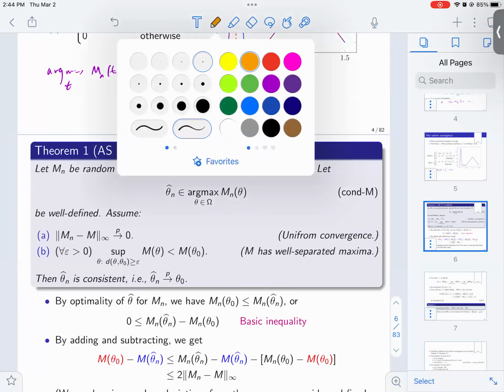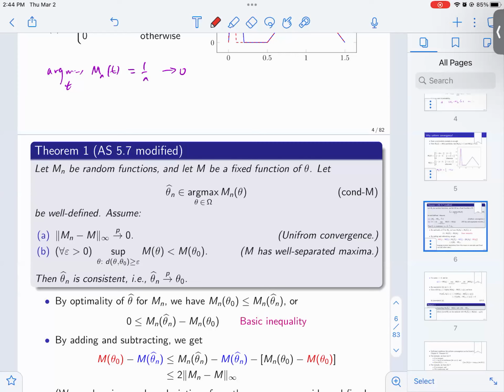This is stated slightly technically, but roughly what it is saying is that theta naught is the unique maximum of M, the limit function. It should be saying that the true maximum, the global maximum, is a strict isolated maximum. It is strict, and this is saying even a little bit more than that.